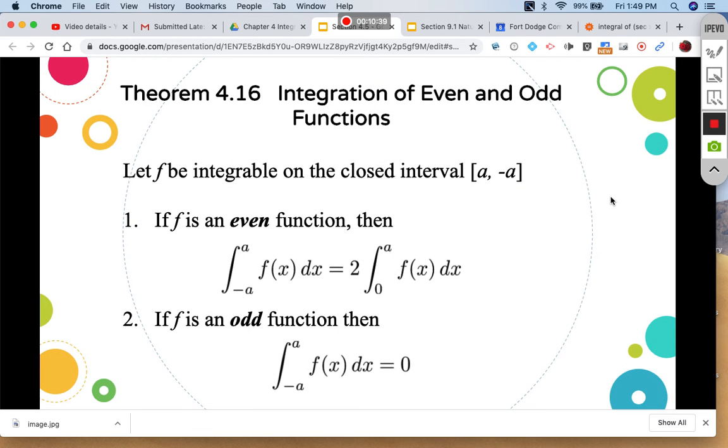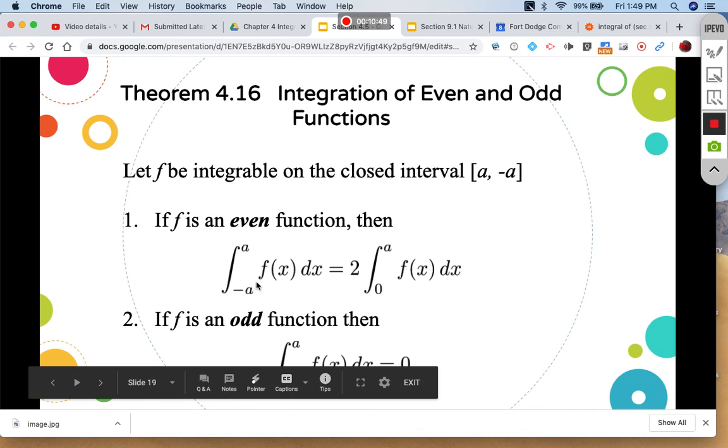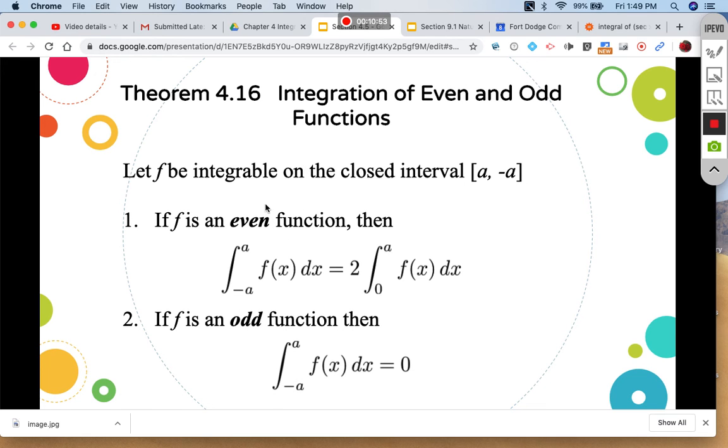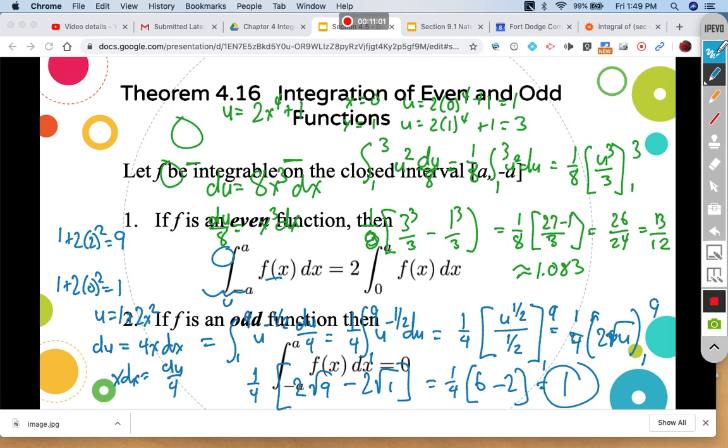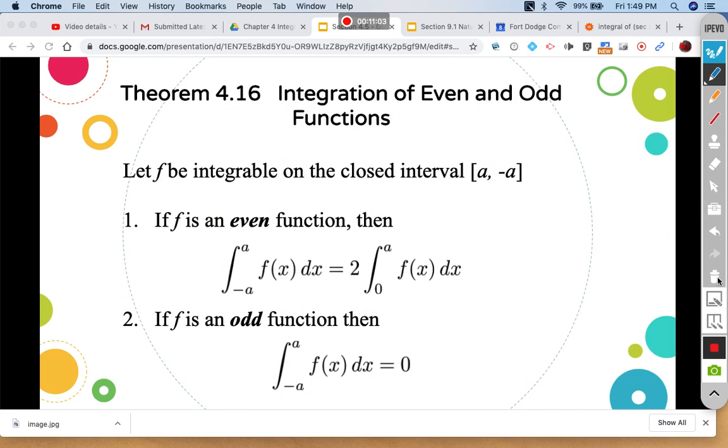Last thing we're going to hit is even and odd functions. Basically, we're dealing with definite integrals when we're doing this. But remember, if it's an even function, let's go back and clear out all of that wonderful work. If it's an even function, f of negative x equals f of x.